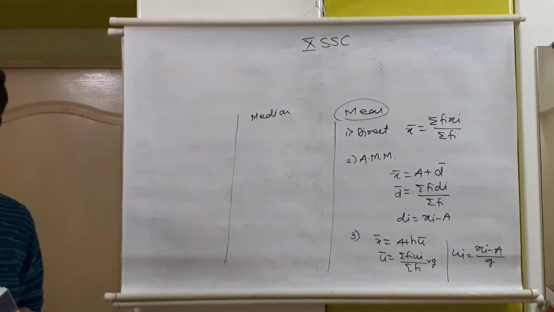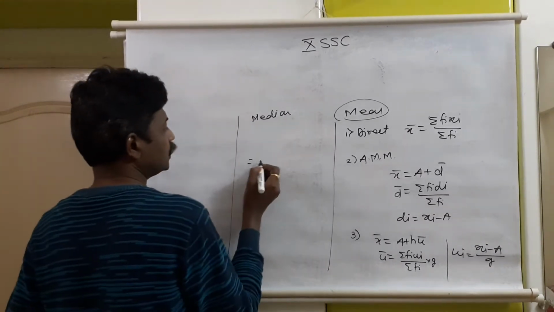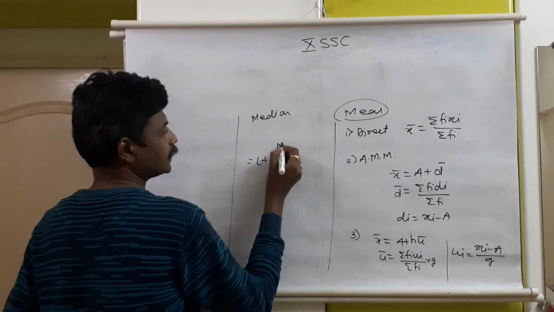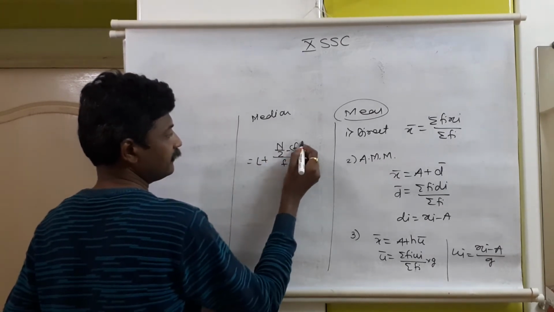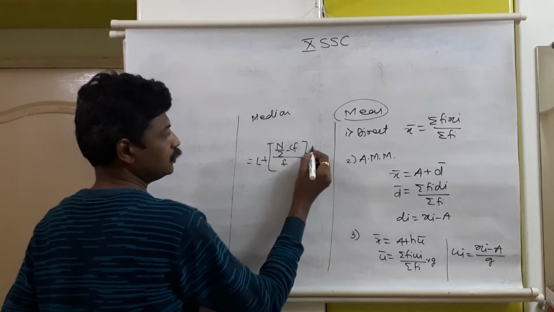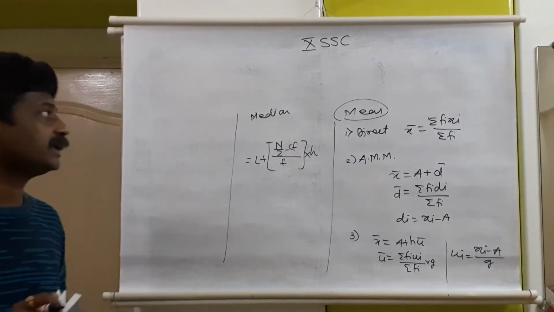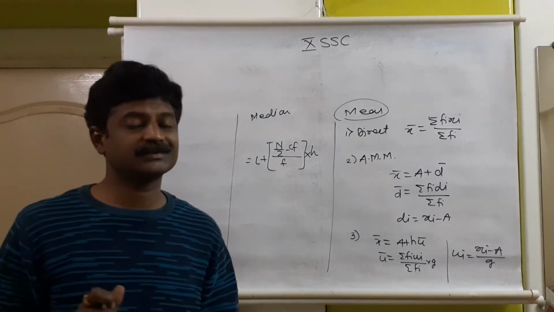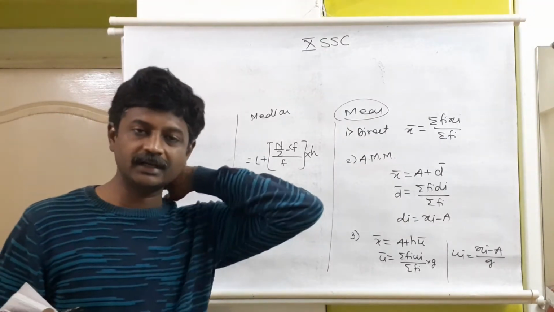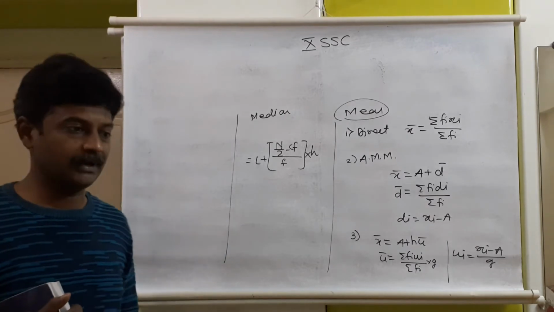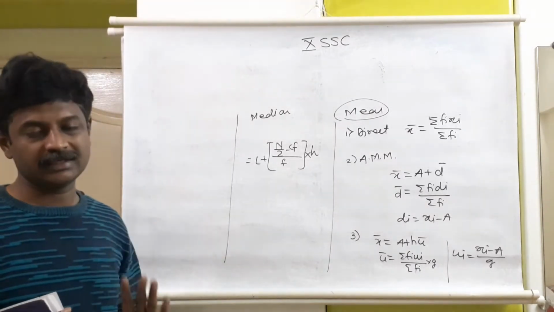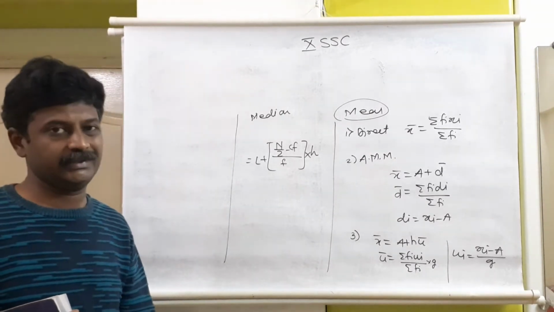For the median, what formula do we use? Median is equal to L plus (n by 2 minus CF) upon F, bracket complete, into H. Now again H is part of the formula, so classes should be continuous. So in median also classes should be continuous, as class width is part of the formula. So if the given classes are discontinuous, we have to make them continuous classes.